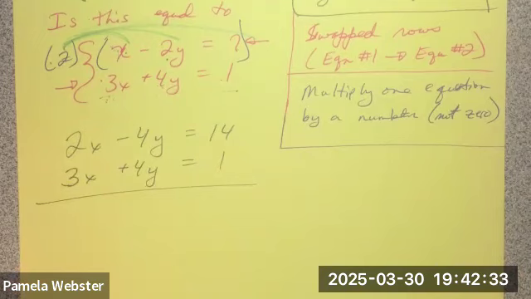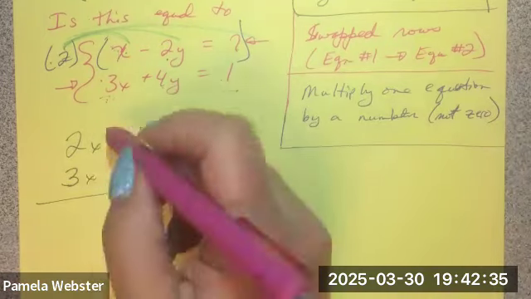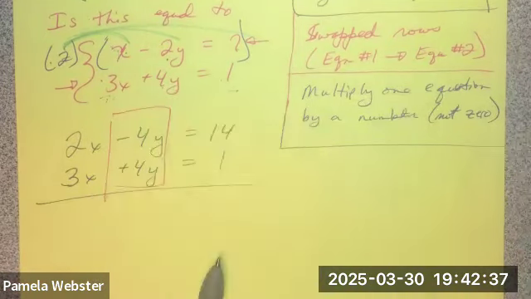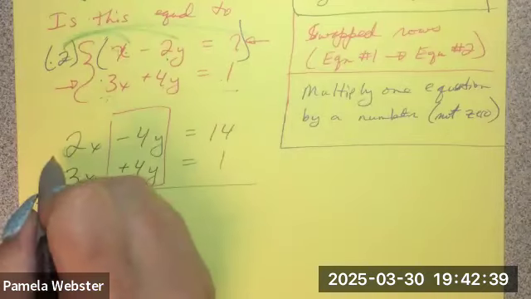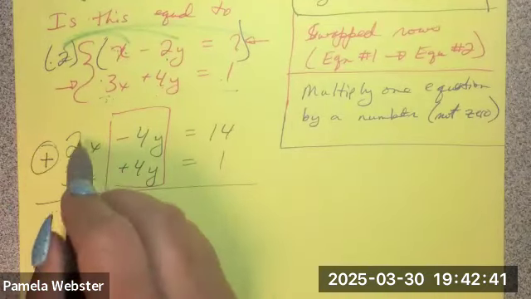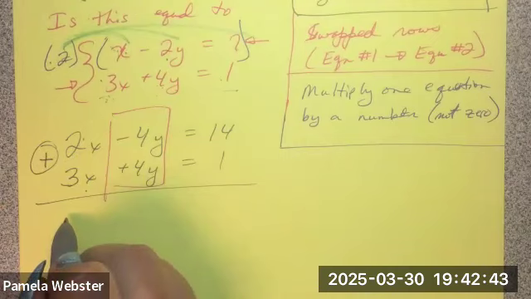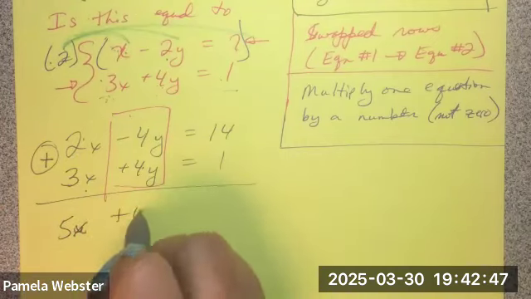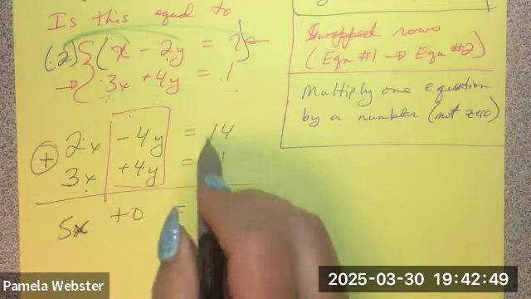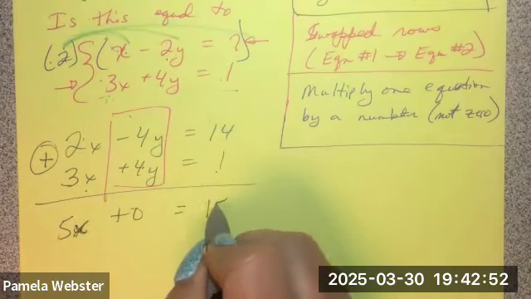It's okay. I'm trying to eliminate my y's here, right? And to do that, I need to add. So I'm going to add these two equations together. So 5x, this becomes a 0, equals 14 plus 1 is 15.